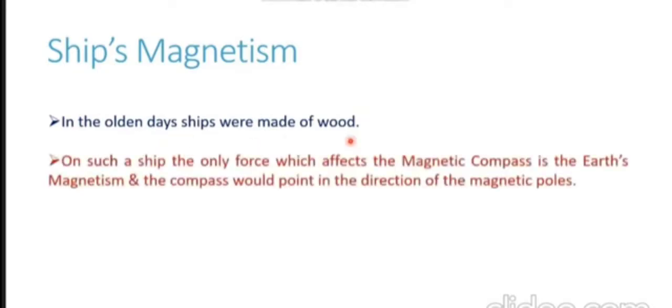Now in the olden days the ships were made of wood. Wood was a non-magnetic material and would not have any magnetism of its own. On such a ship, the only force which affects the magnetic compass is the Earth's magnetism, and the compass would point in the direction of the magnetic poles.